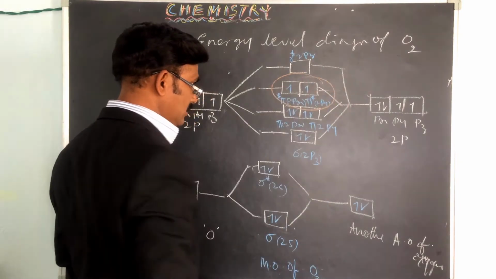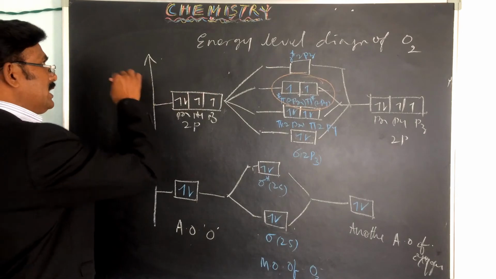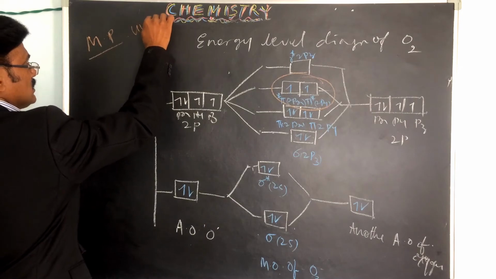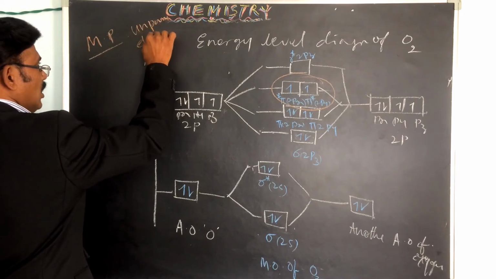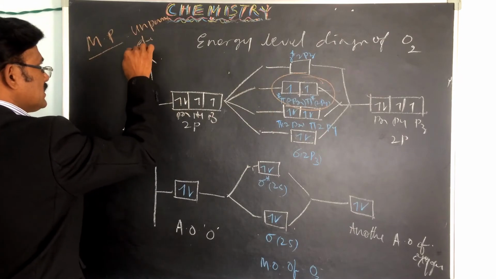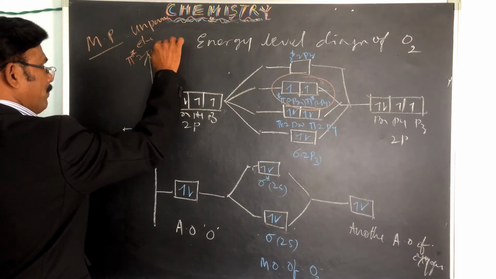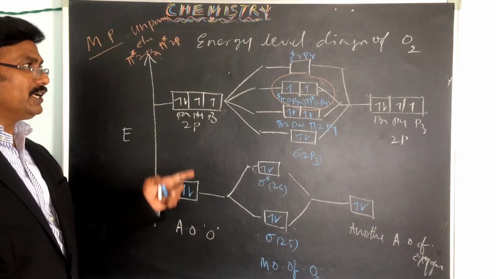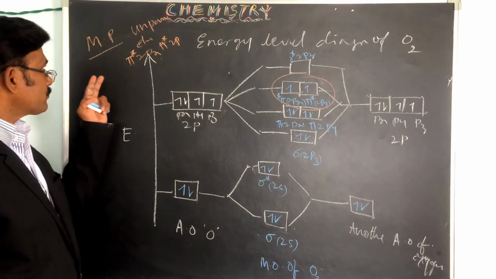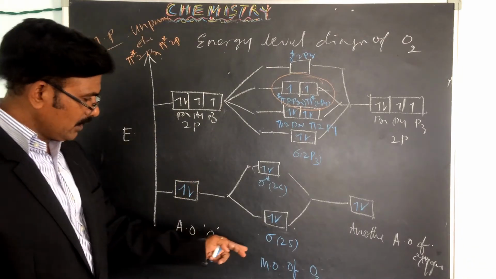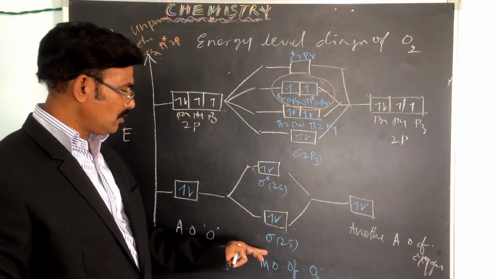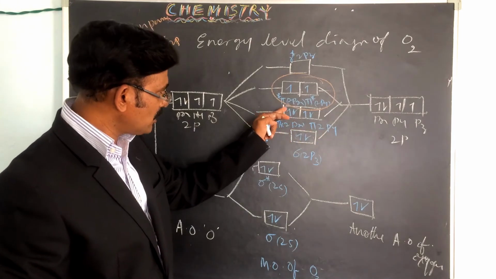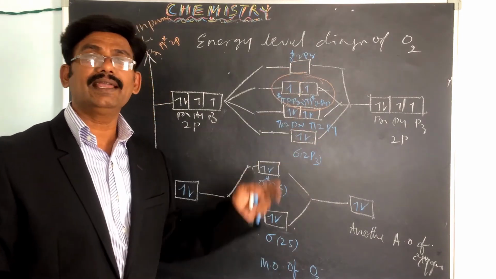Only these have single electrons. So single electrons mean what is the magnetic property? The magnetic property is because unpaired electrons are present in pi star 2px and pi star 2py. That is the reason the oxygen molecule shows the magnetic property. Okay. And the increasing order: sigma 2s, sigma star 2s, sigma 2pz, pi 2px, pi 2py, then pi star 2px, pi star 2py. This is the increasing order.